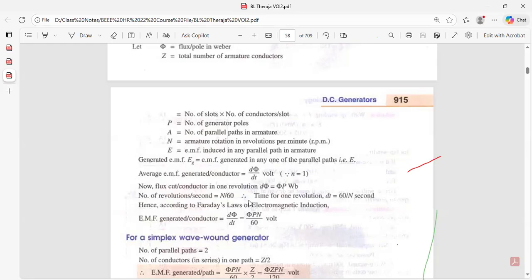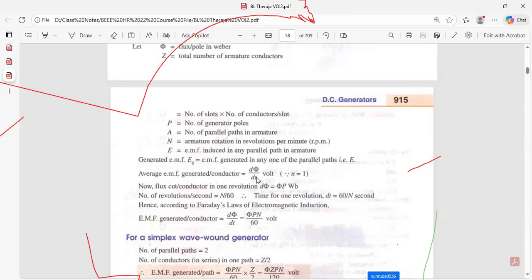What is frequency? Frequency is equal to 1 by time period. Now in place of t, substitute 1 by f. If you substitute 1 by f, what will you get? Phi P into f. 1 by t means this f will come to the numerator. That is phi P into f.